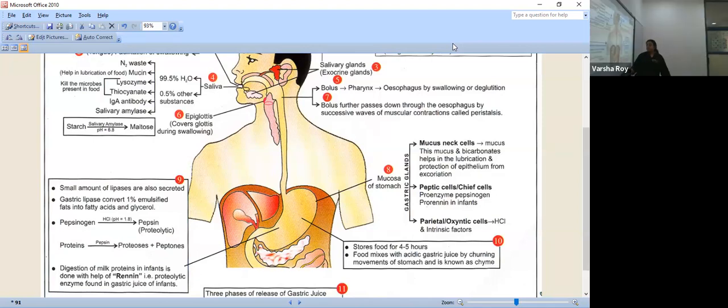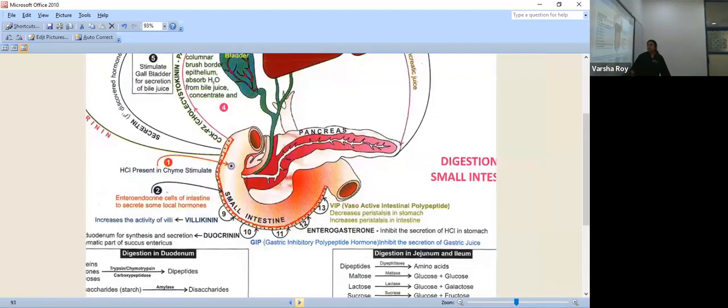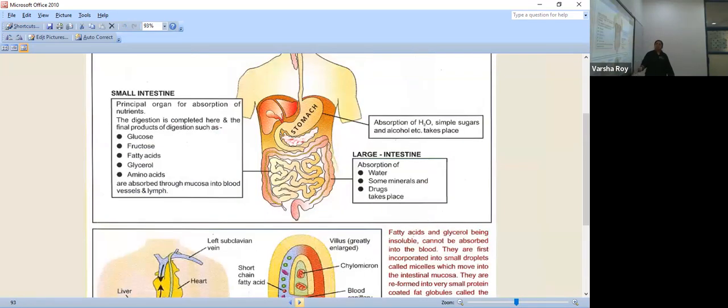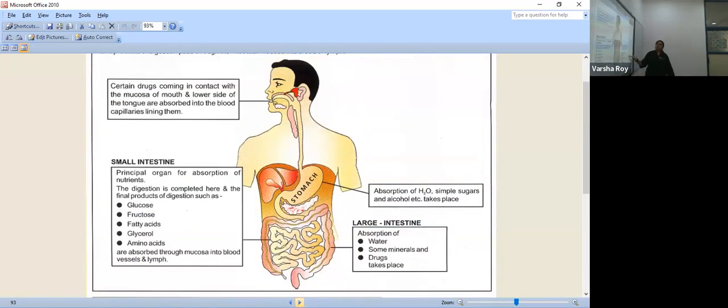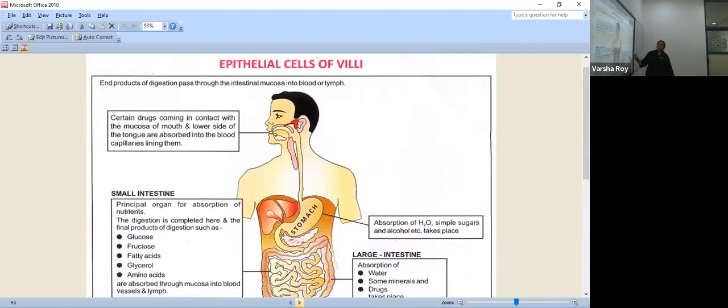ठीक है। Next, after this, what is the next topic? What happens in the small intestine? Small intestine में भी absorption होगा। So, end products जितने भी हैं ये तो digestion के related हैं। So, I'll also show you the emulsification part. One more step is there.